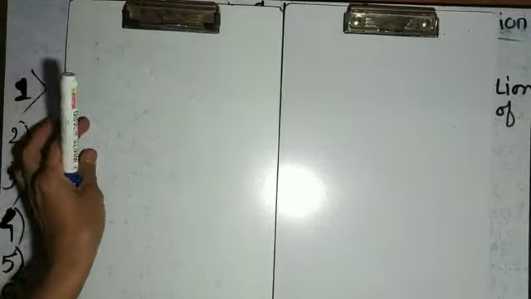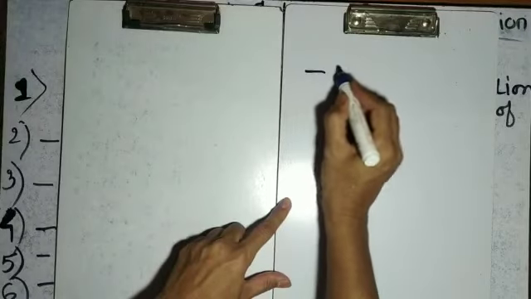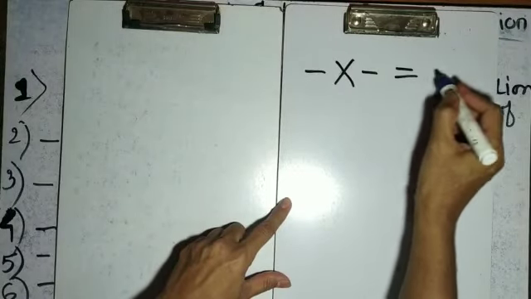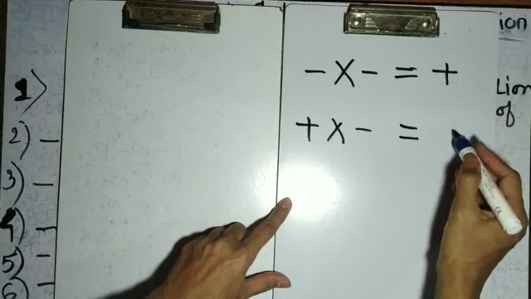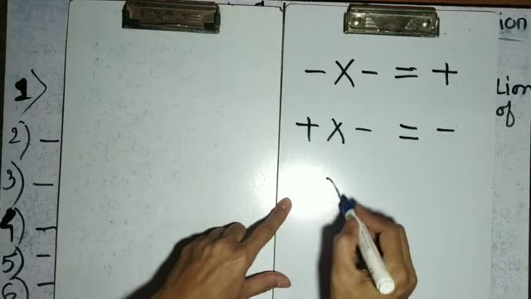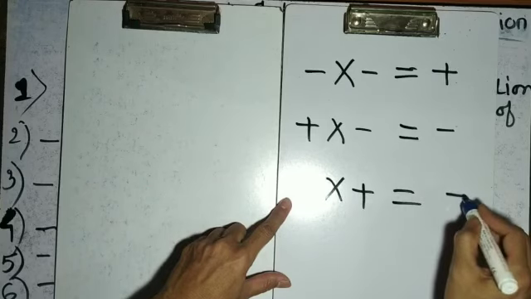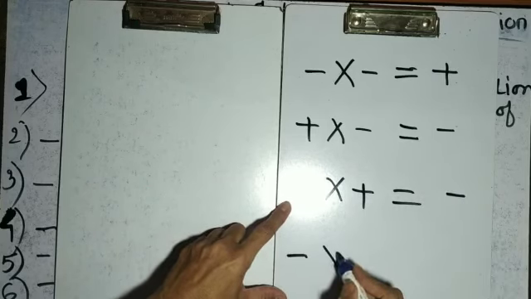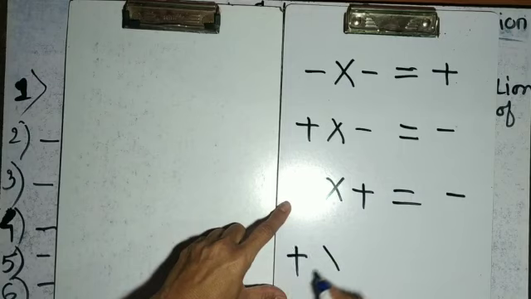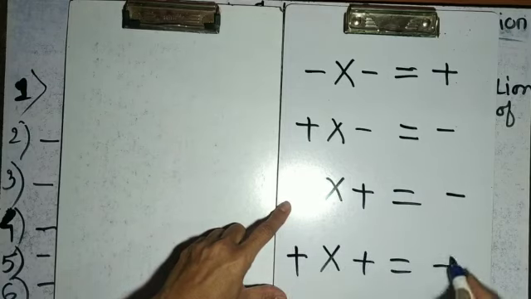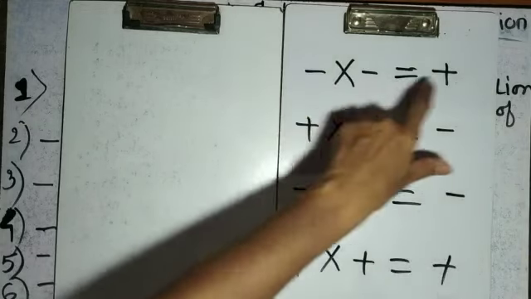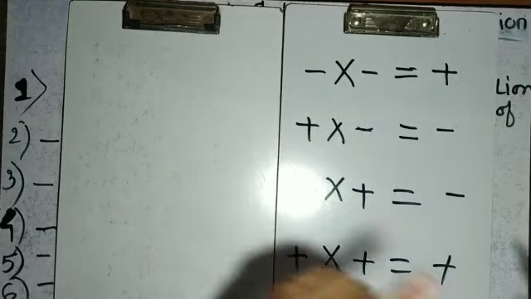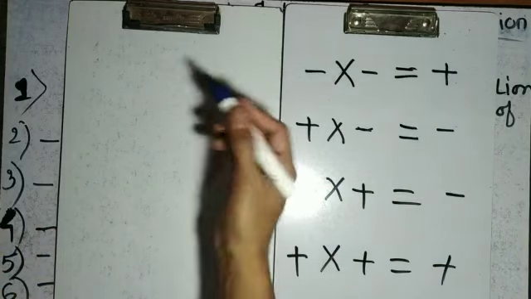Rules I am writing. Minus multiplied by minus is plus. Plus multiplied by minus is minus. Minus multiplied by plus is minus, and plus multiplied by plus is plus. Means plus into minus, minus into plus, minus into minus, and plus into plus. Now we are going to take some examples on it.